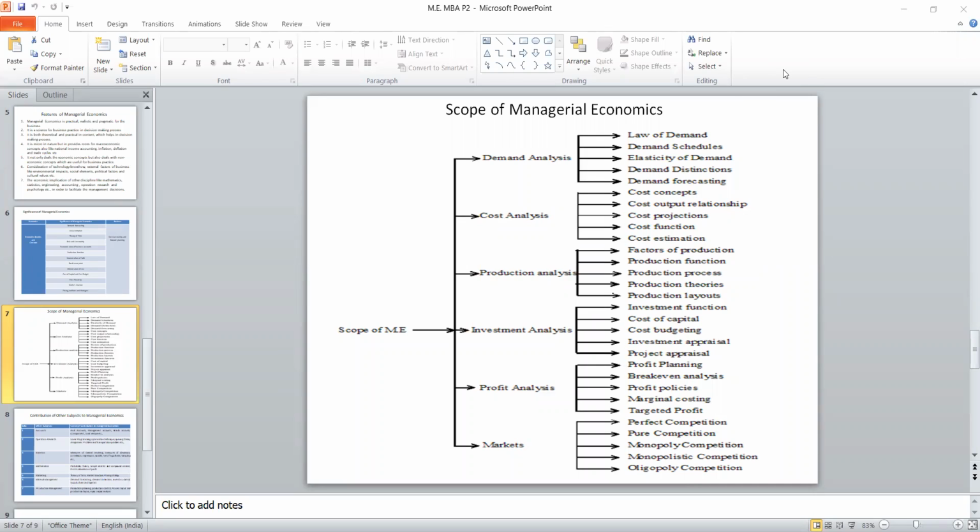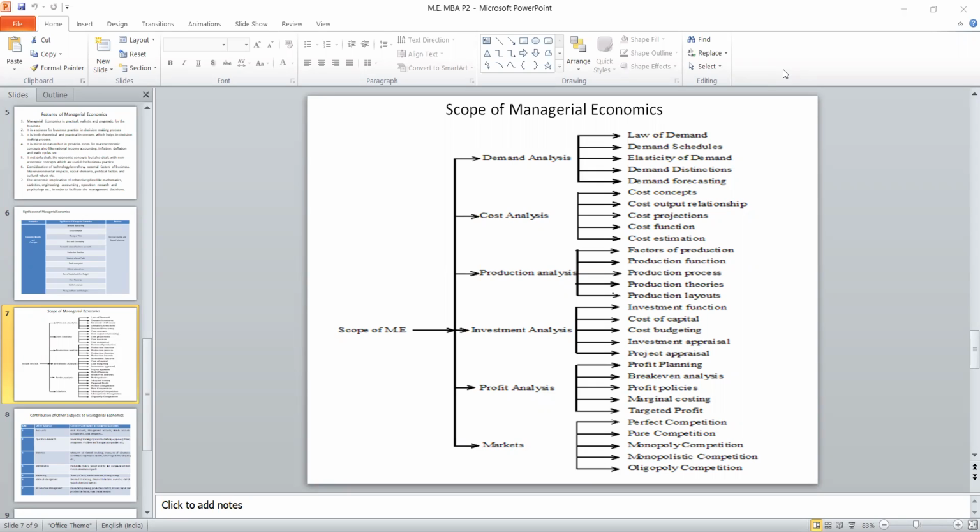Now, what we are saying is the scope of managerial economics. Most of the time, they are asking this particular question in section B. Why? Because it's a very new subject, and people always ask, what is the nature and scope of managerial economics? Sometimes only the scope of managerial economics. So we have to list out these six topics: demand analysis, cost analysis, production analysis, investment analysis, profit analysis, and market structure. These are the six topics that we have to write about the scope of managerial economics.